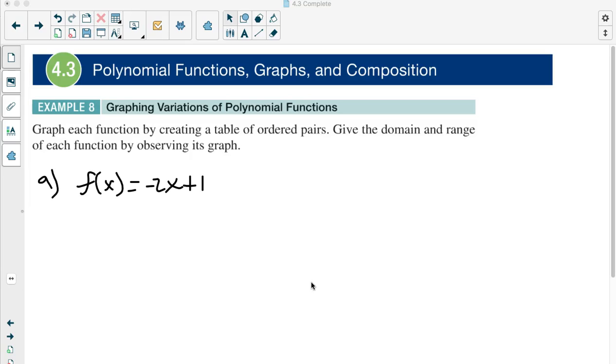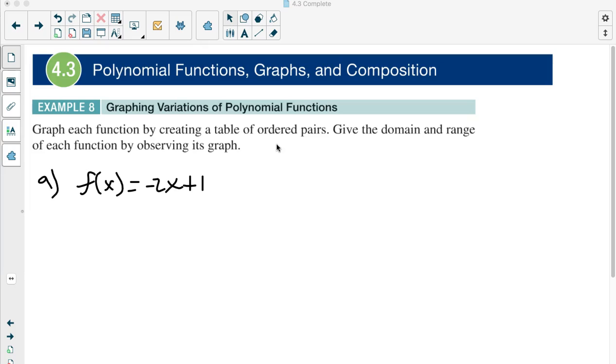Finishing up here with the last example for section 4.3. What we're doing here is that we're given a function, and we need to create a table of ordered pairs, and then give the domain and range of the function by observing its graph.